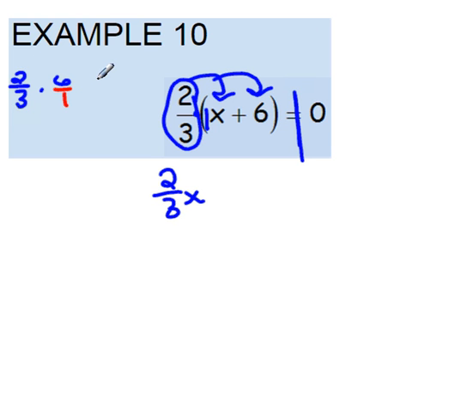I get the 2 times 6, which is 12, and the 3 times 1, which is 3. After that, we can just reduce. 12 divided by 3 is 4. So that's going to be a plus 4, and it still equals 0.